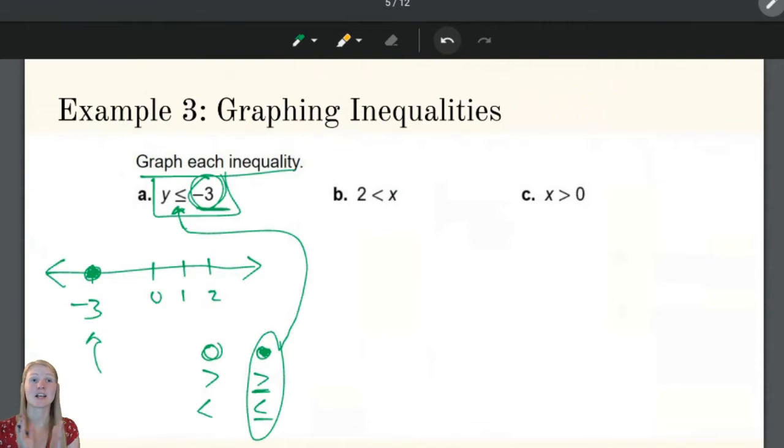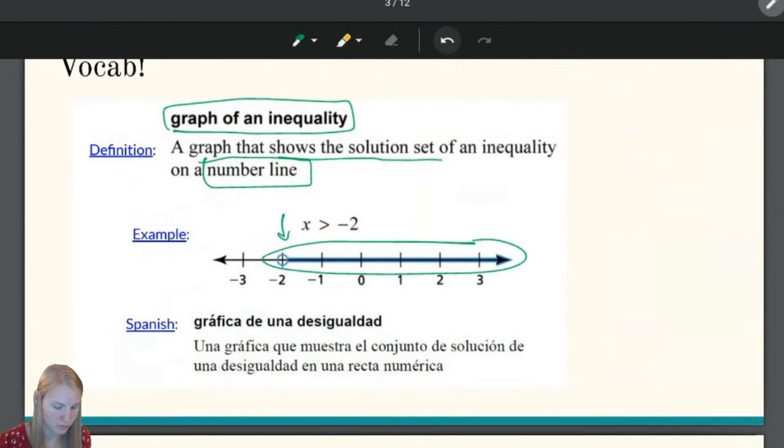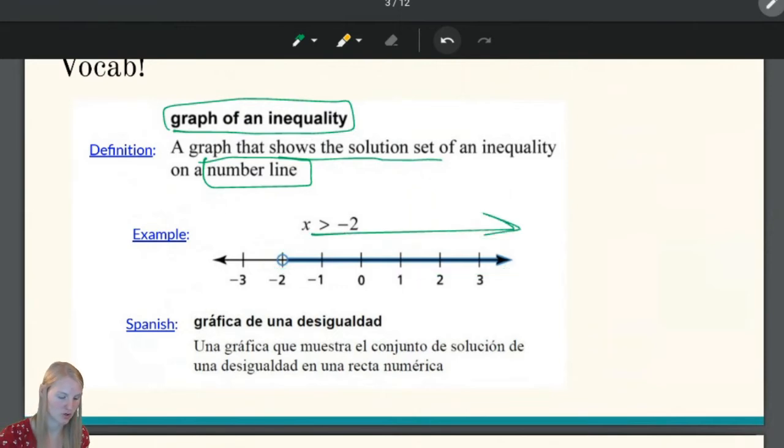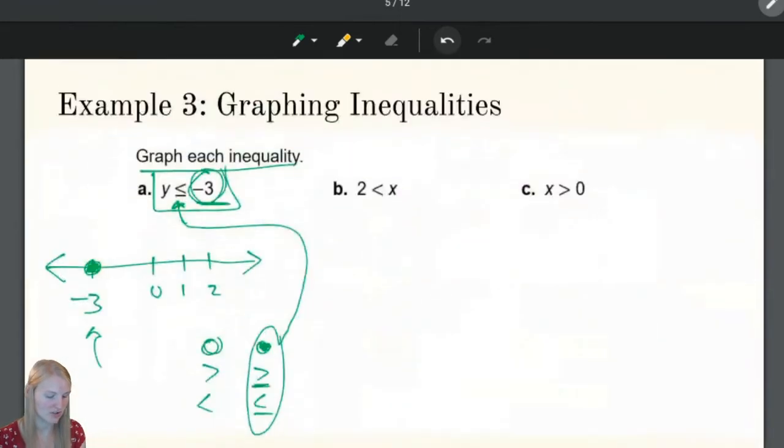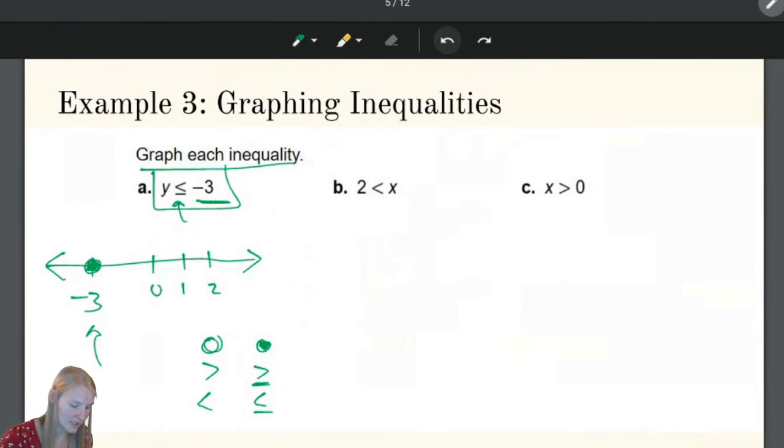Okay, and the last thing we need to do, we are almost done, because remember in the example, we saw this blue line right here. We saw a circle, and then we saw a blue arrow sticking off in this direction. So the last thing we need to do is decide which direction our arrow is going to point in. Are we going to point this way, or are we going to point that way? The way that we do that is we're going to look really closely at our inequality right here. y is less than or equal to -3.